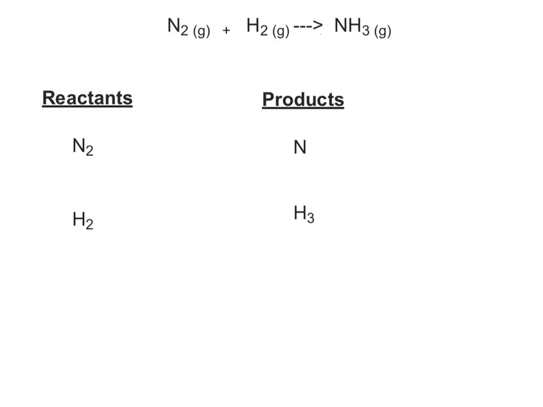This is a how-to video for stoichiometry and balancing chemical equations. So in this equation we have nitrogen gas plus hydrogen gas giving us ammonia, which is a gas. And so what we want to do is balance this chemical equation.